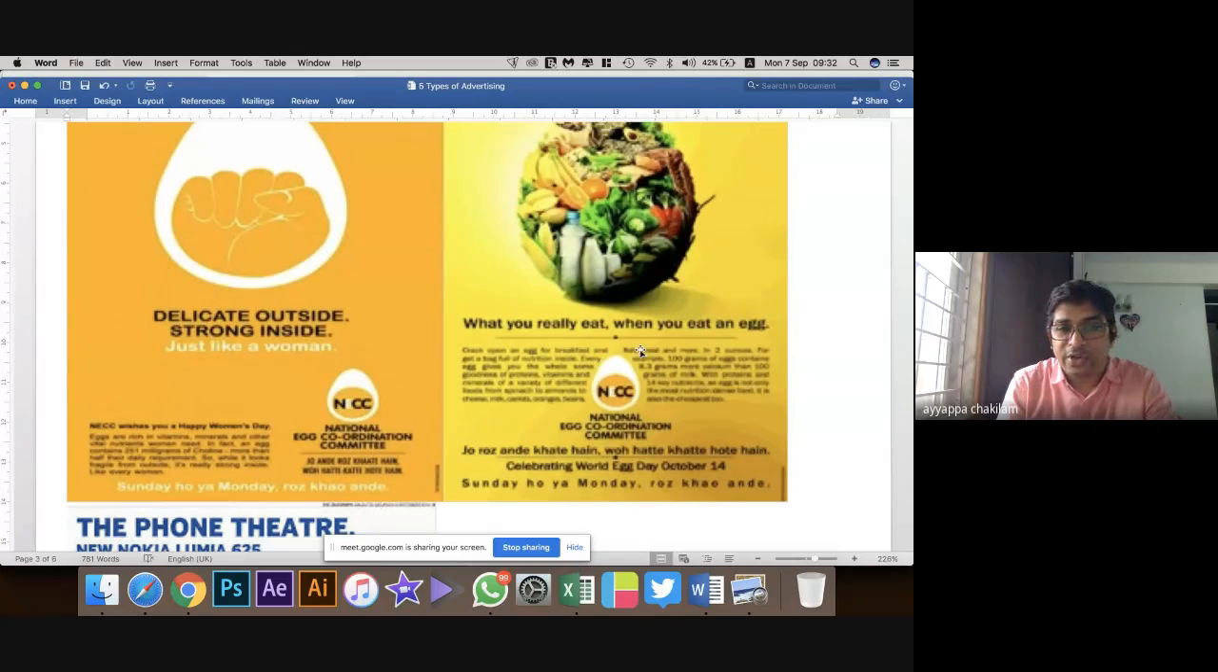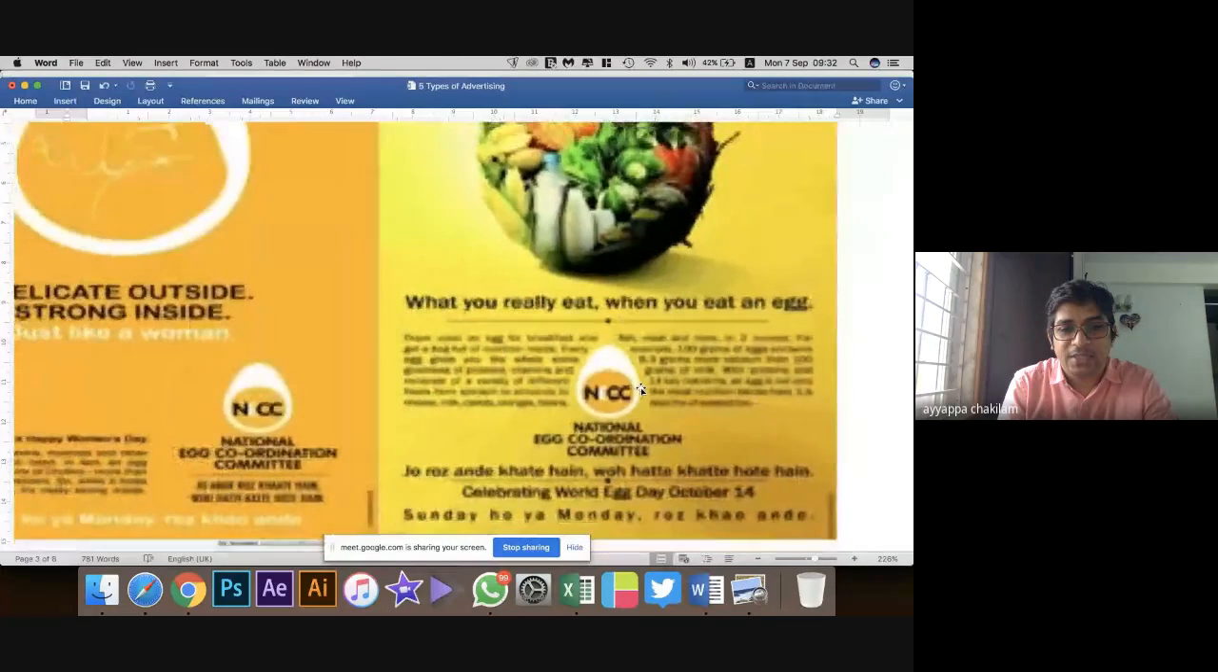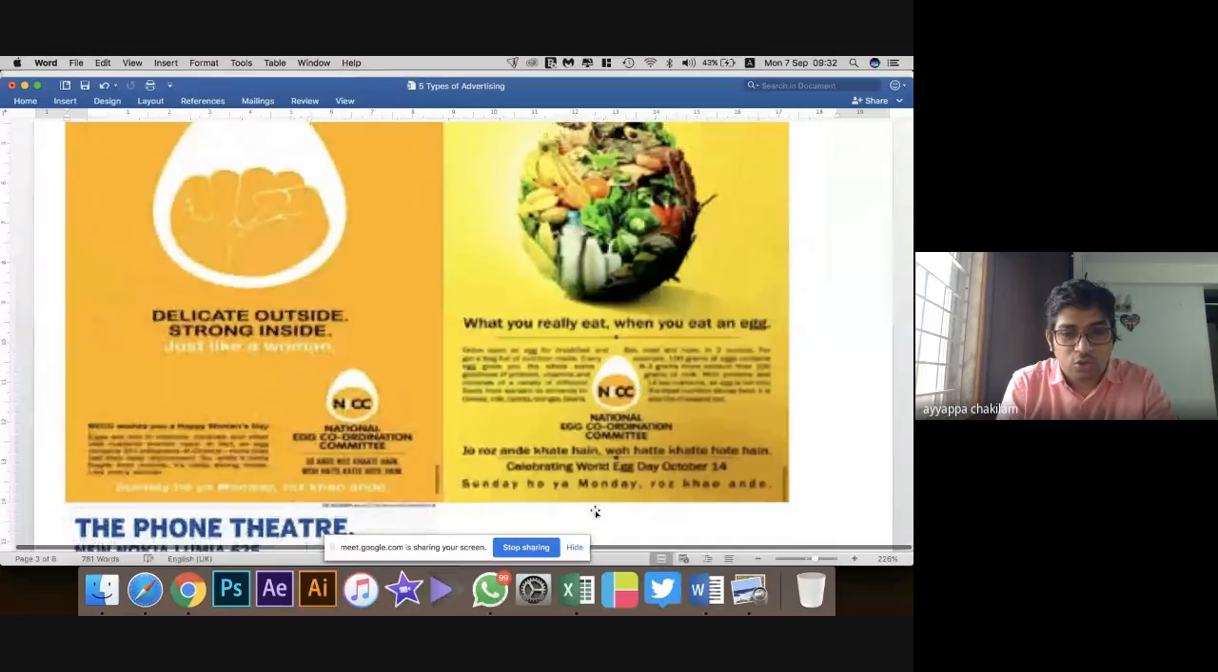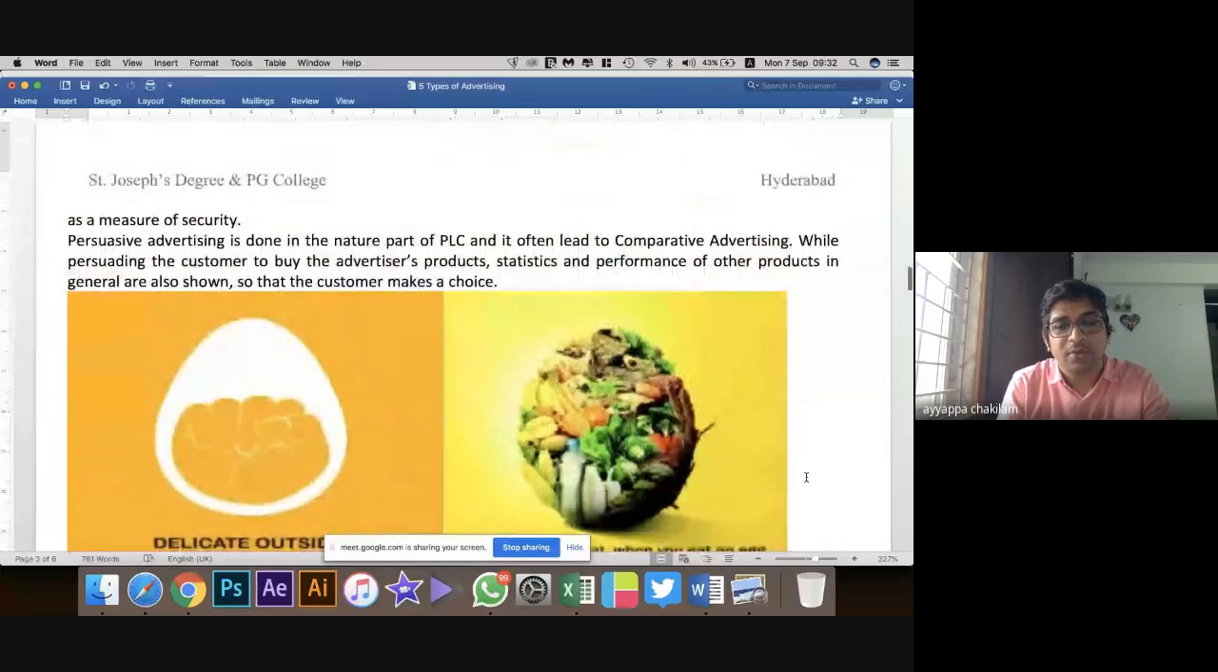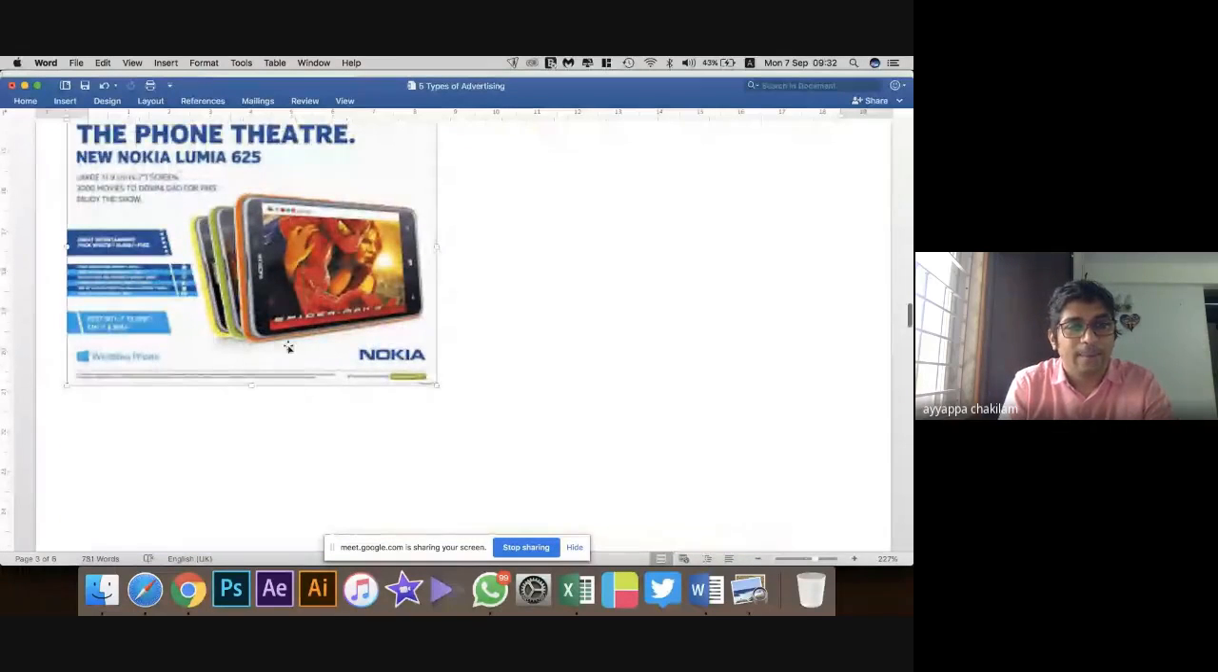On the right side, it shows what you really get when you eat an egg. So this is about giving the information that is actually there. "जो रोज अंडे खाते हैं वो हट्टे कट्टे हो जाते हैं." So now you're trying to persuade the consumers that you can become healthy if you consume eggs.